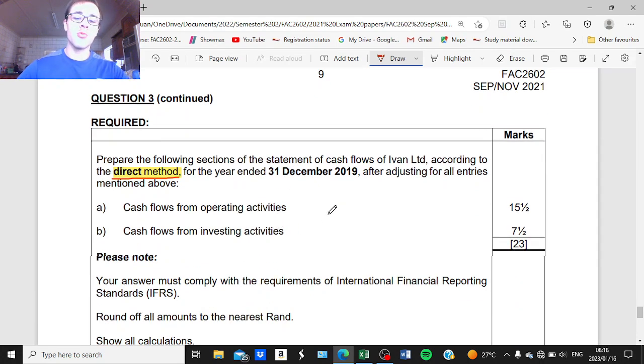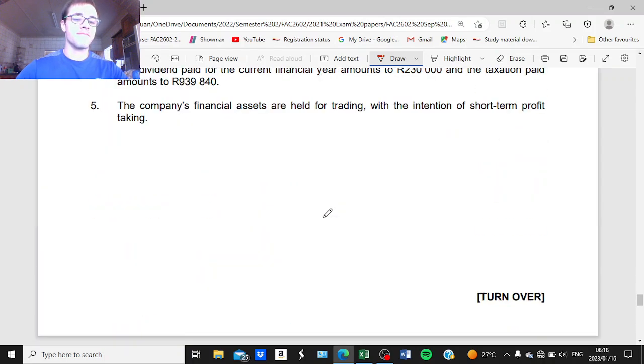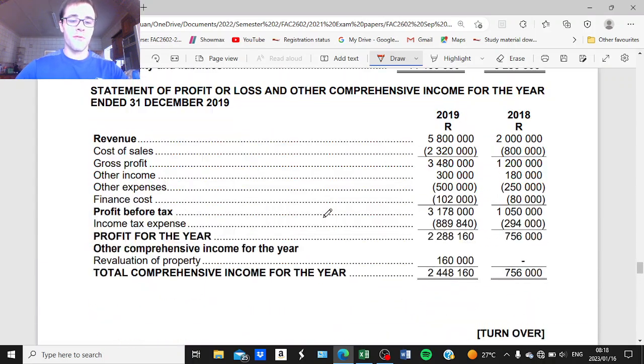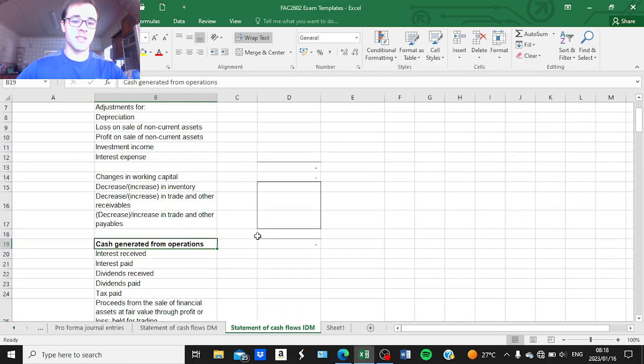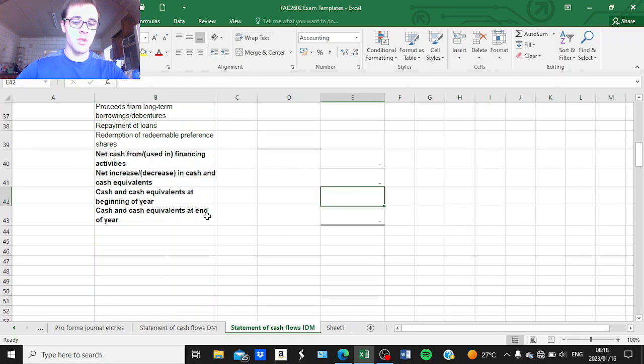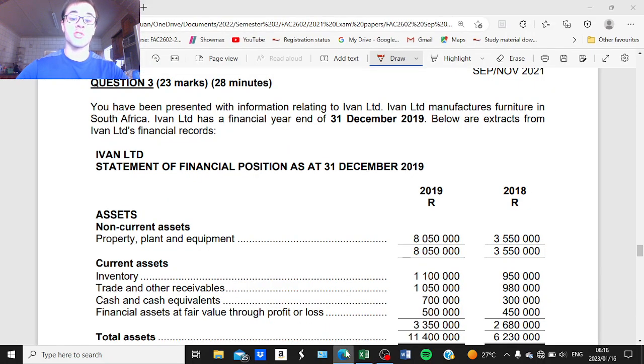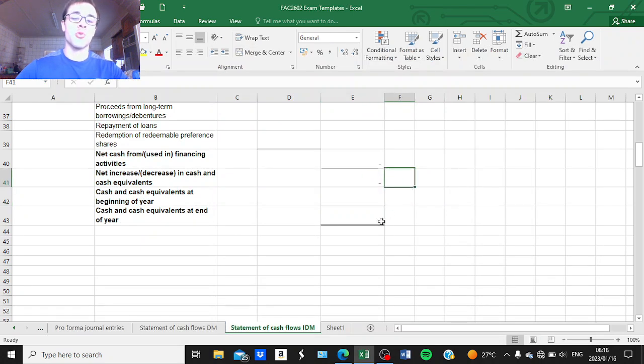All right, we are dealing with Ivan Limited, and we are drafting the statement of cash flows for the year ended 31 December 2019. So our year has started on the 1st of January 2019. Before we go to the additional information, let us draft the bottom section of the statement of cash flows, so that we know the amount that we have to arrive at once we have done drafting all the sections of the statement of cash flows.